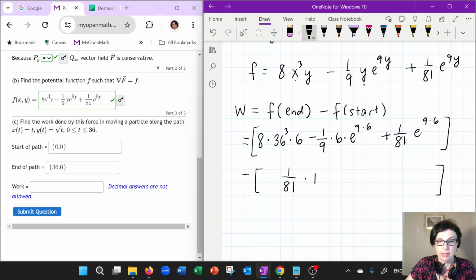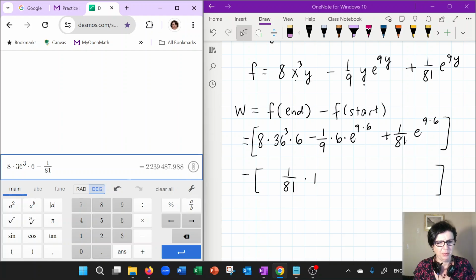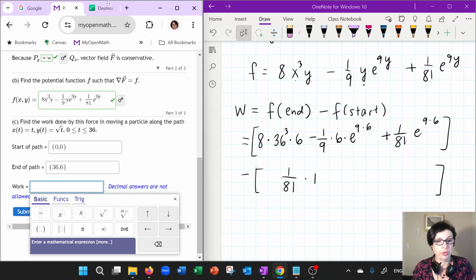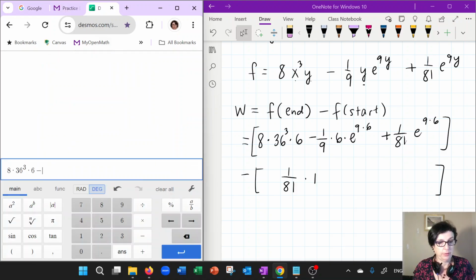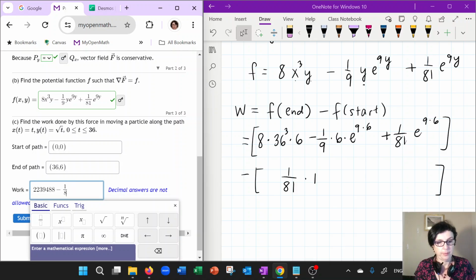Oh my goodness, this is a lot of terms here. Okay, well, let's see if we can simplify it a little bit. I don't know if we can really simplify it. It's just really ugly stuff here. So this is minus 1 over 81. Oh my God, I'm not putting that in there. It says decimal values are not allowed. Okay, fine, whatever. Oh my God, what in the world is that number? This is going to be a huge answer.